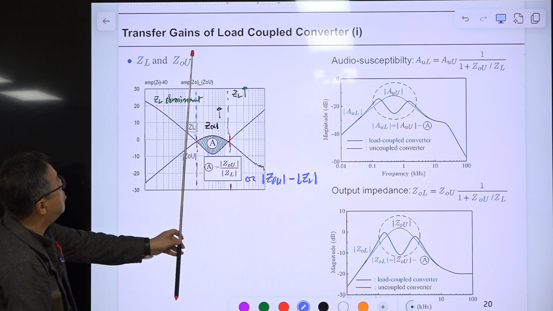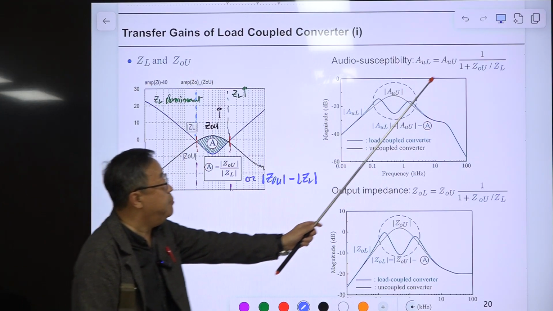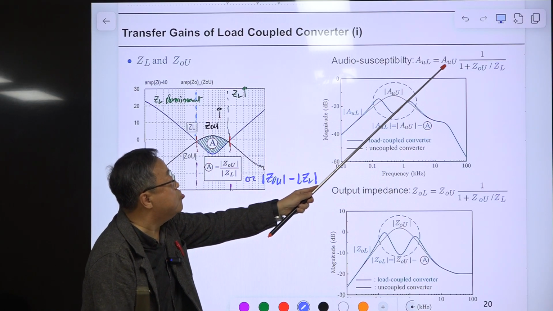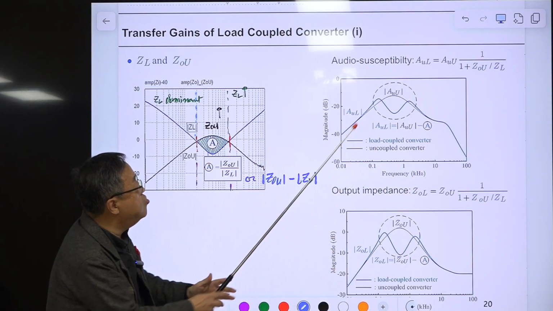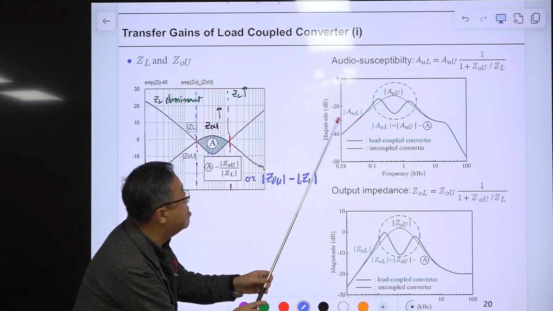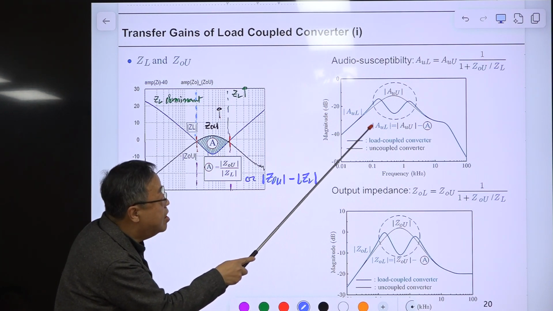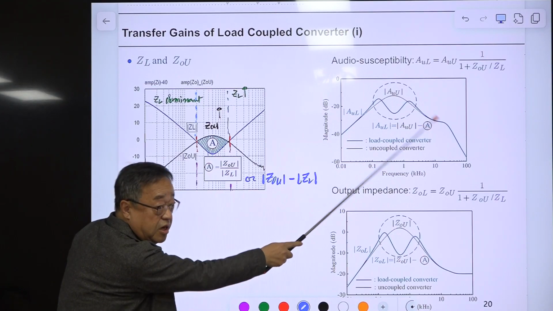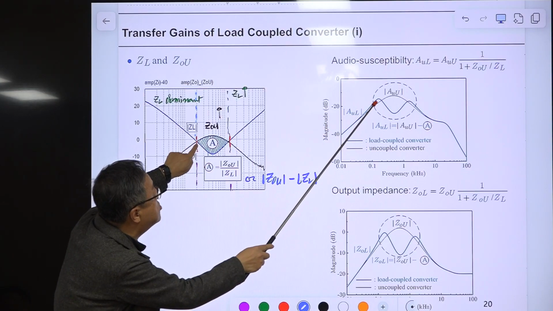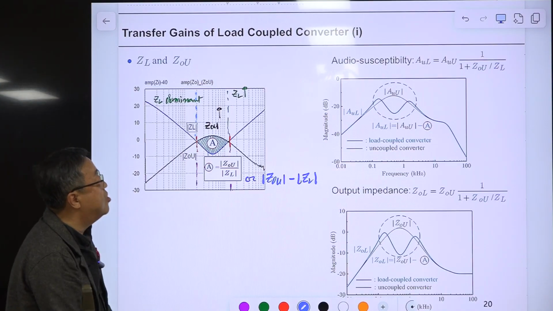So below this frequency, GL is much larger than GOU, and this can be ignored. Then AUL and AUU become the same. AUL tracks AUU up to this frequency. So we have this. They are almost the same. And after this, they are the same. In between, they are different. So we have some deviation here.